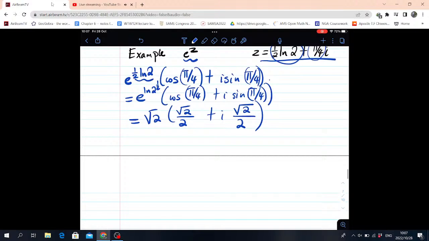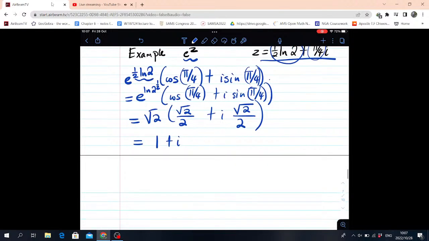And then we can rewrite that as 1 plus i. If we multiply throughout by the square root of 2, square root of 2 times square root of 2 gives us 2. So 2 over 2 is 1, and we get 1 plus i. And that will be e to the z in standard form. Right, so that is what we have there. If you're given a question like this, I'm sure you are able to look at it.